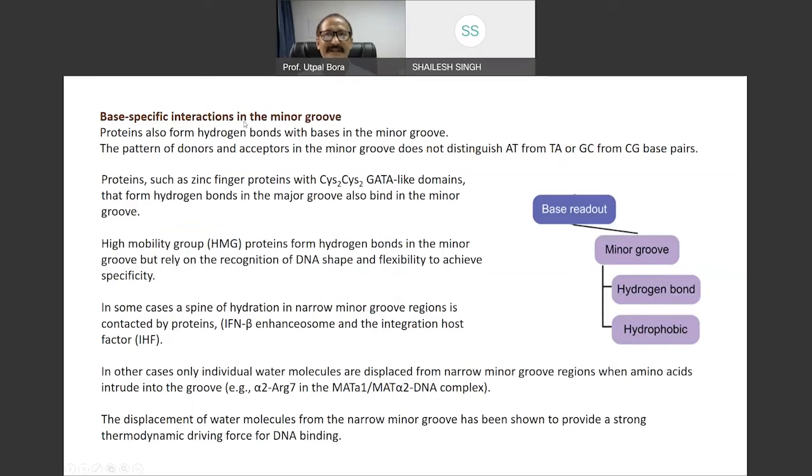Now, there are base-specific interactions in the minor groove as well. Here also hydrogen bond formation and hydrophobic interactions are there, as I was telling you. Certain proteins, like zinc finger proteins with Cys2-His2 GATA-like domains, form hydrogen bonds in the major groove and also bind in the minor groove. Then you have the high mobility group proteins, which form hydrogen bonds in the minor groove but rely on the recognition of DNA shape and flexibility to achieve specificity. So you see that base readout in the minor groove and base readout in the major groove are different.